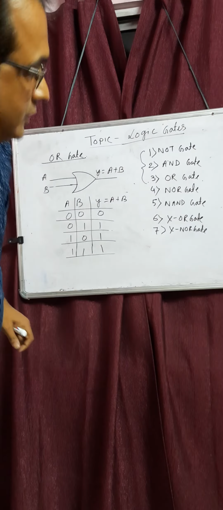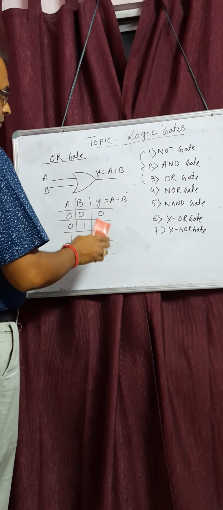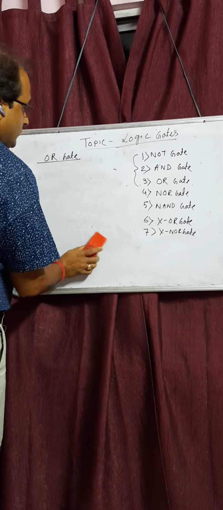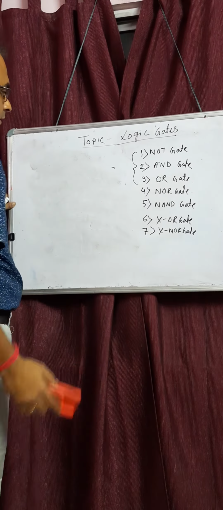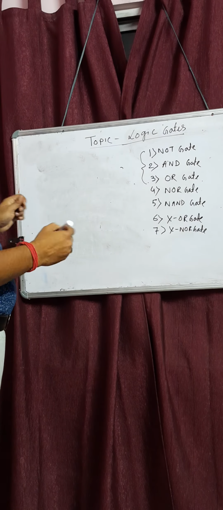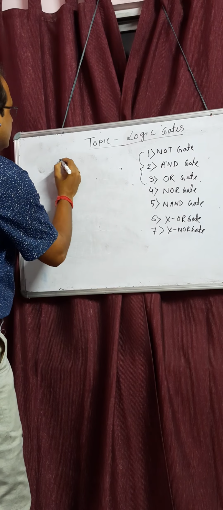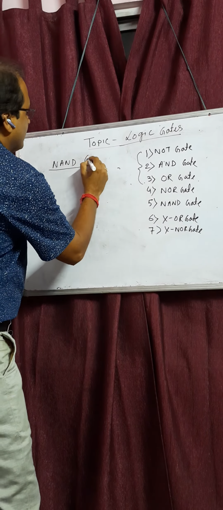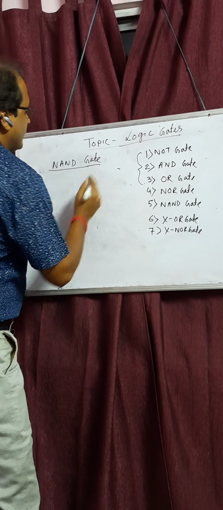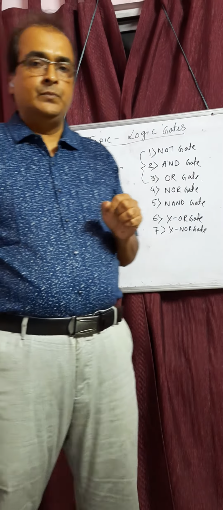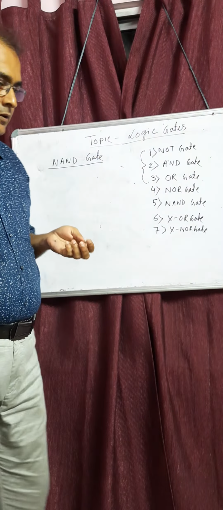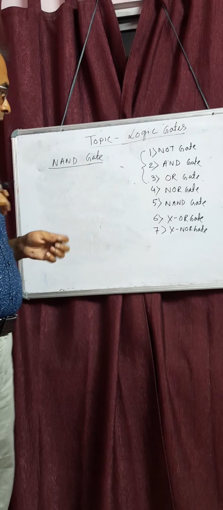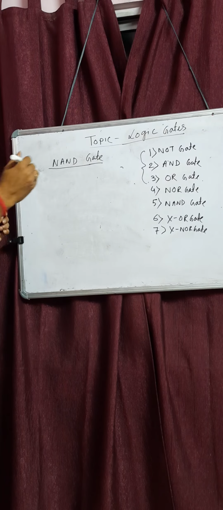Next I will discuss the universal gates. First I will discuss the NOR gate and NAND gate. First I will discuss the NAND gate. So what is the NAND gate? The NAND gate is basically an AND gate plus a NOT gate.